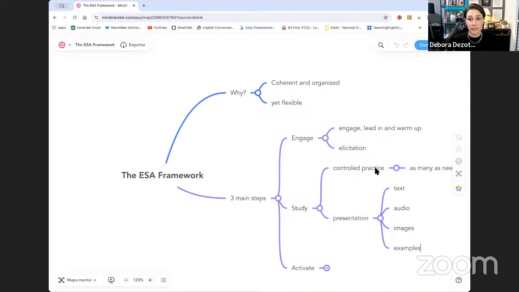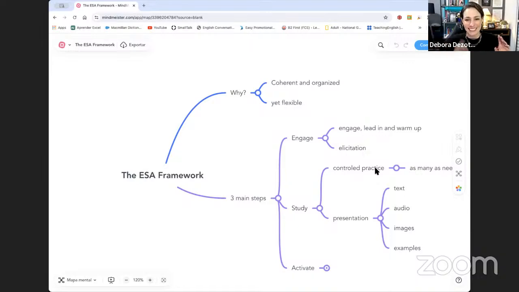So when you create your exercises, and this structure of lesson is valid even if you are creating an activity from a leaflet, it doesn't matter what you use to create a lesson, it will work with this framework. So you get a leaflet, you do the engage, you do the study. When you create the activities, make sure you create activities that are real life based. Make sure you're not creating something your students would never say.